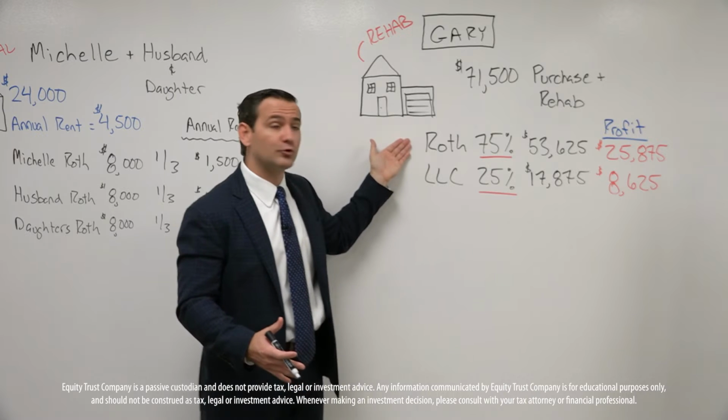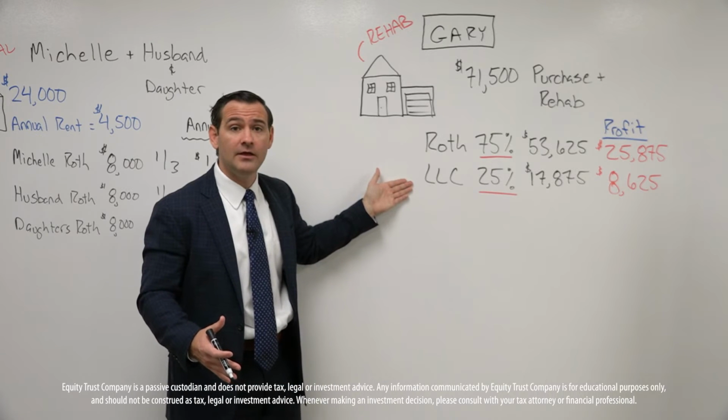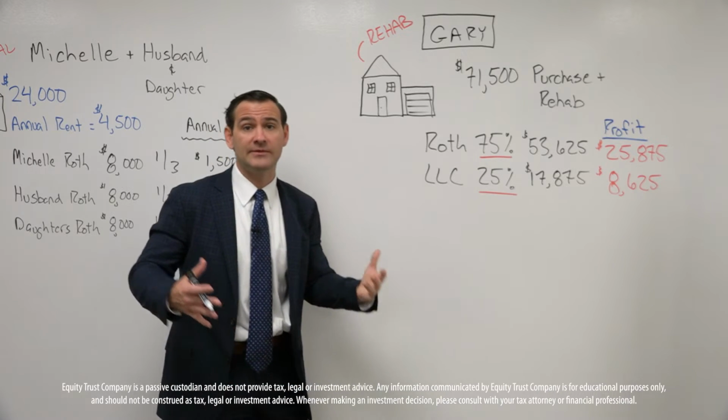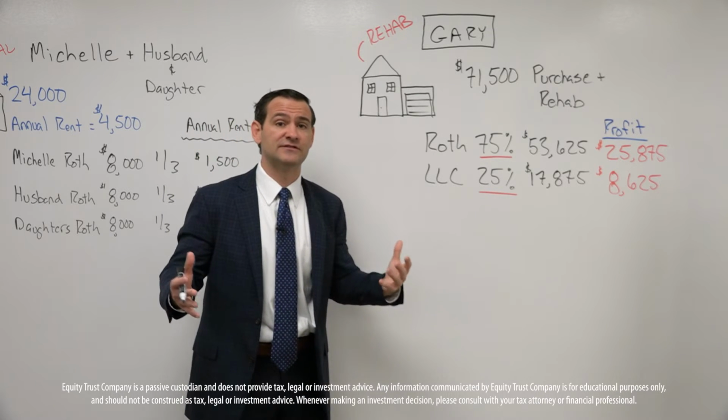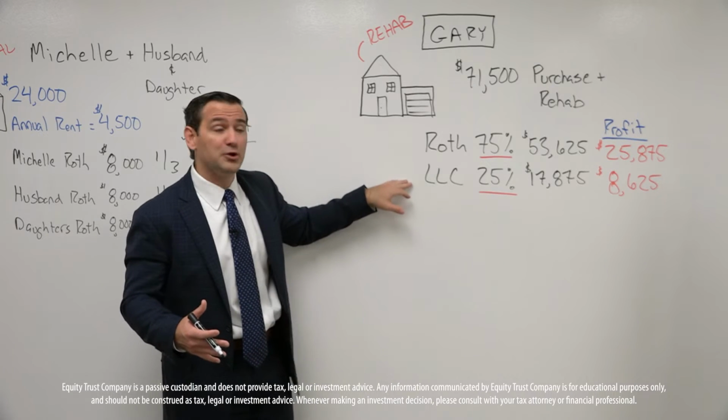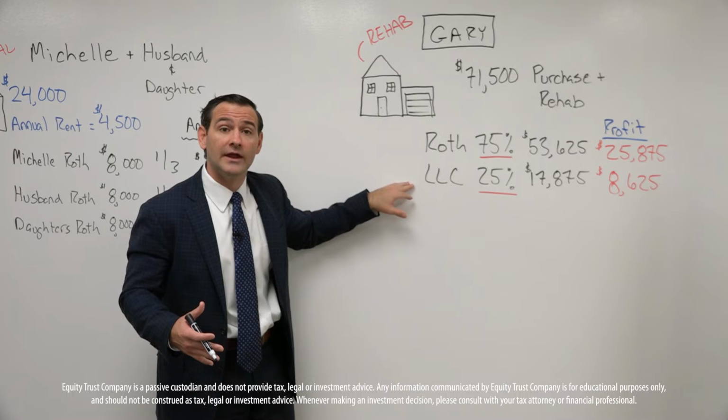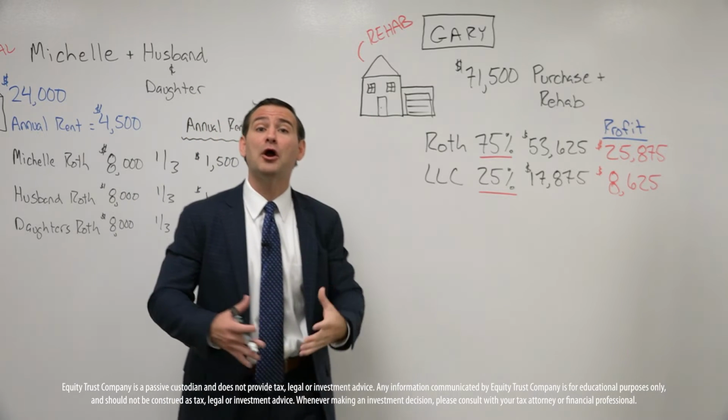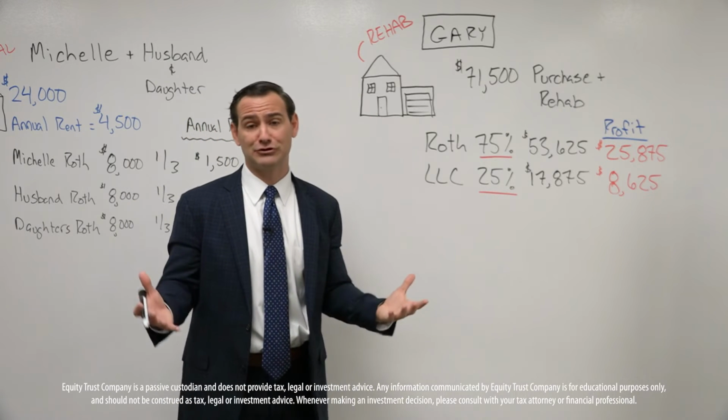Think about how you can do this based on your circumstances. Maybe it's partnering your Roth with your LLC like Gary, and maybe it's not 75-25, maybe it's 80-20, maybe it's 50-50. Maybe you plug and play your wife's IRA. In fact, Gary and his wife partner their IRAs as well for transactions.